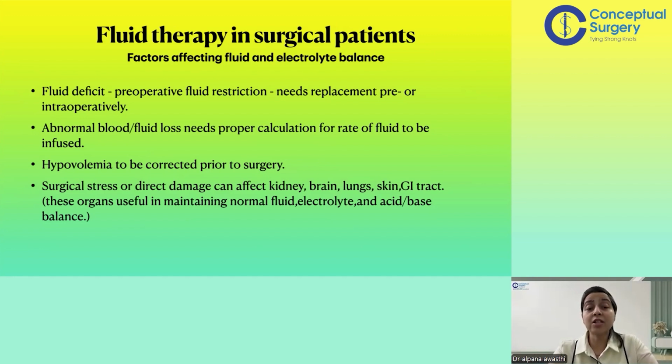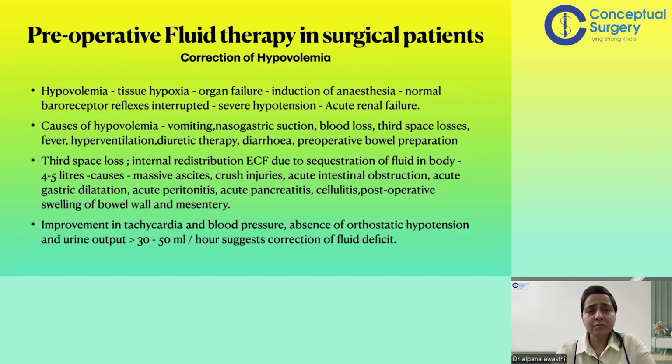Otherwise, surgical stress or direct damage can affect the kidney, lungs, brain, skin, and GI tract. These organs are useful in maintaining fluid and electrolyte balance. Just as I told you, there can be insensible losses and acid-base balance can be disturbed. Then we have pre-operative fluid therapy in surgical patients. How is hypovolemia corrected?